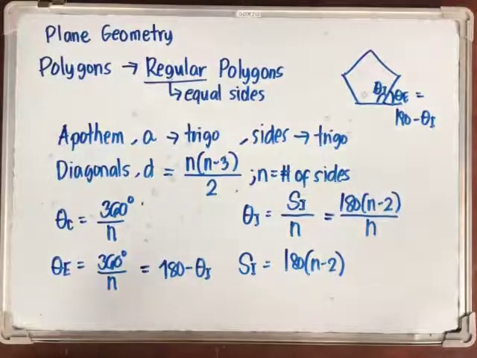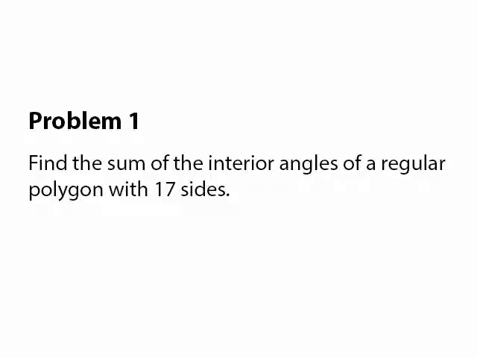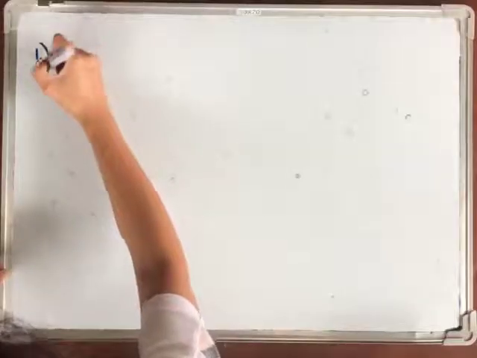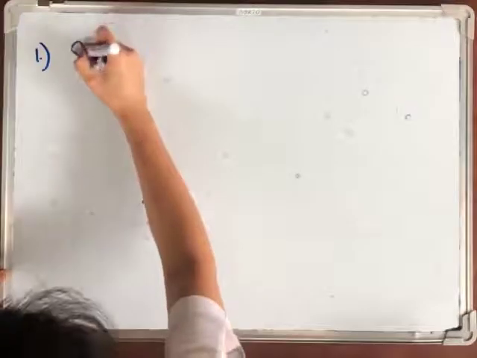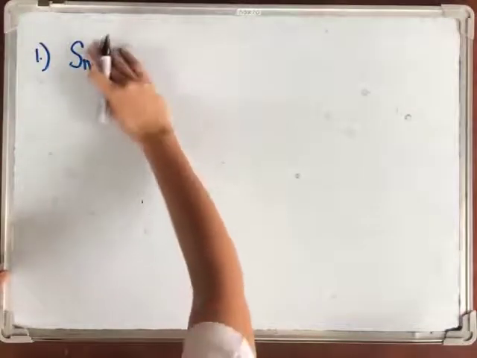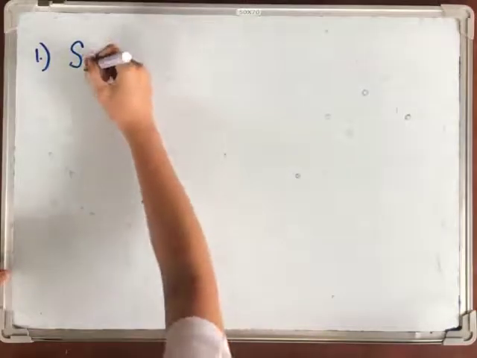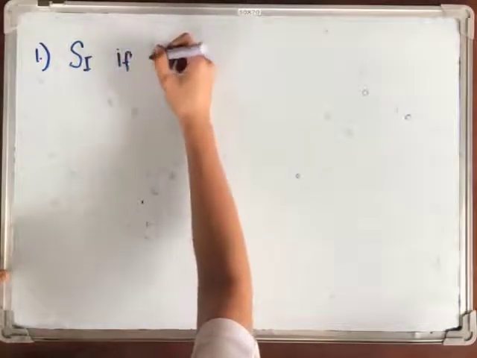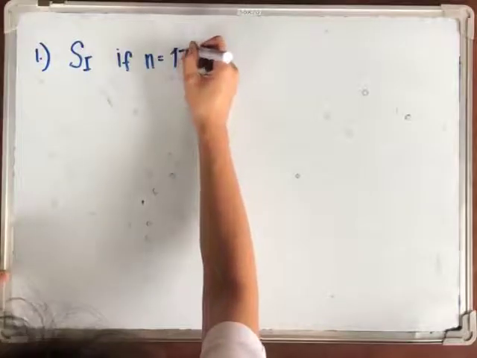Okay? Now, we shall proceed. Now, we have our first problem. Find the sum of the interior angles of a heptadecagon or a polygon with 17 sides. So, yun yung unang tinatanong, no? Ano daw ang magiging S sub n? Okay, S sub n or S sub I, sum of interior angles natin, if n is equal to 17.